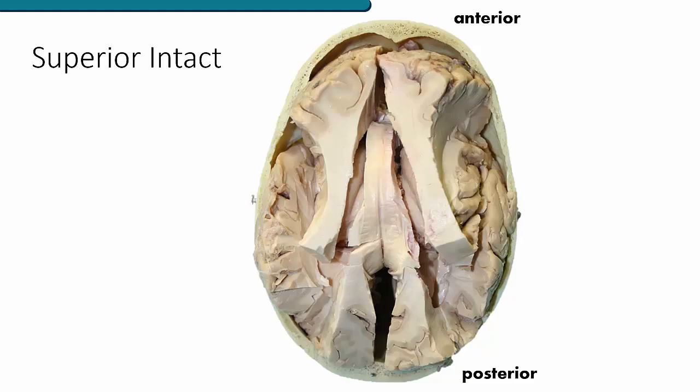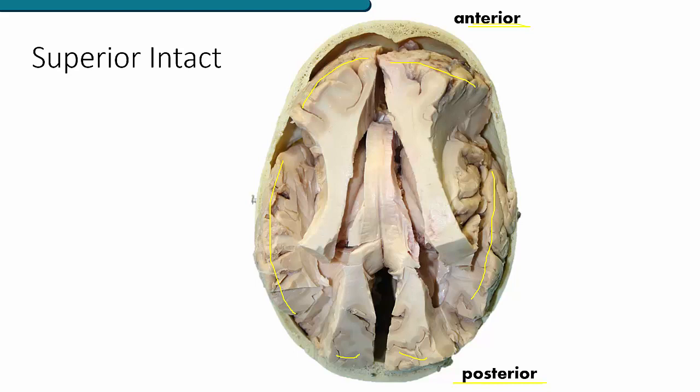Just to get our bearings here, this is the superior, what we consider intact version of the 3D dissection. We can see frontal lobe cortex here. We've got our white matter here. We can see temporal lobe coming around and a bit of our occipital lobe here. We have our corpus callosum towards the center, and note that the anterior is at the top of your screen and the posterior is at the bottom of your screen.